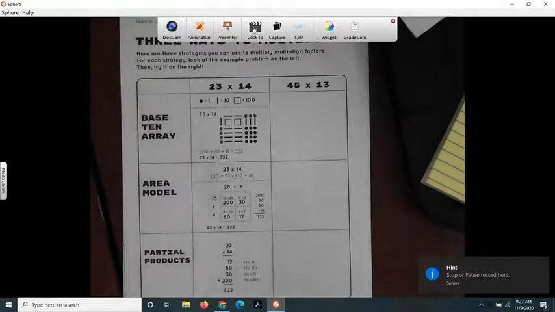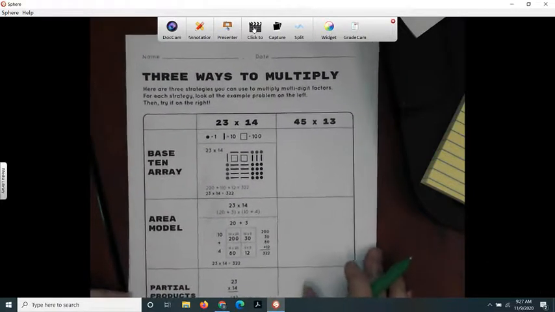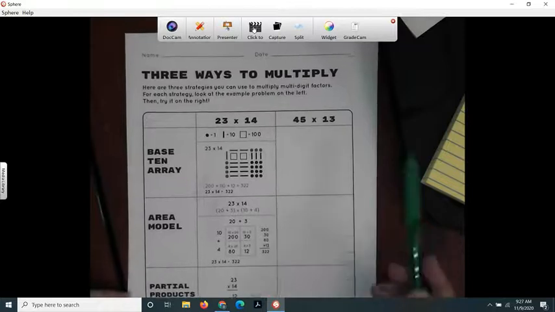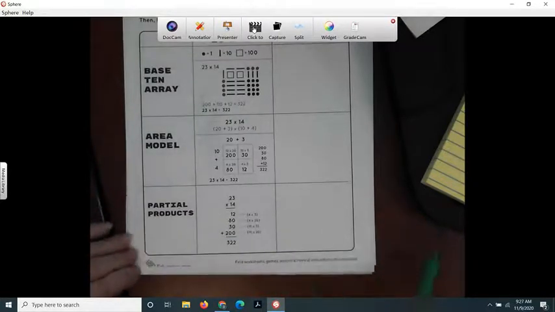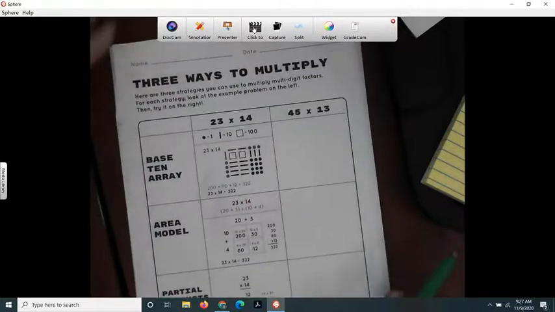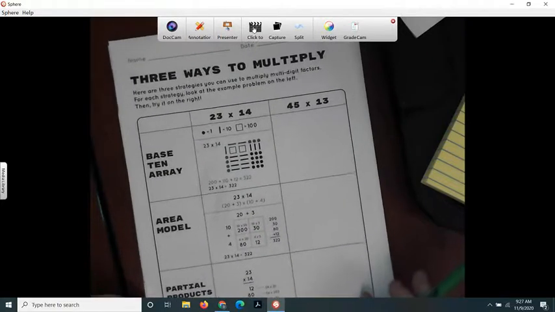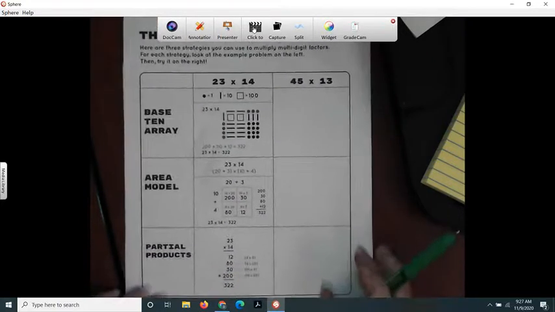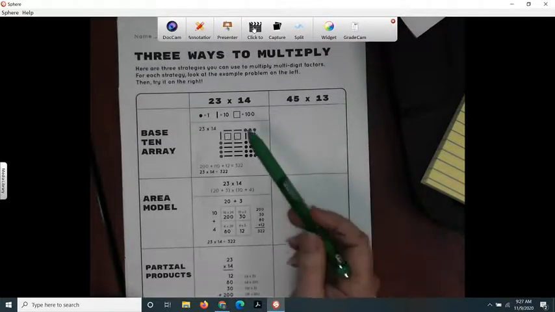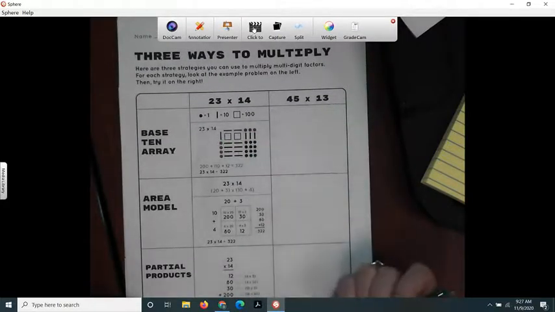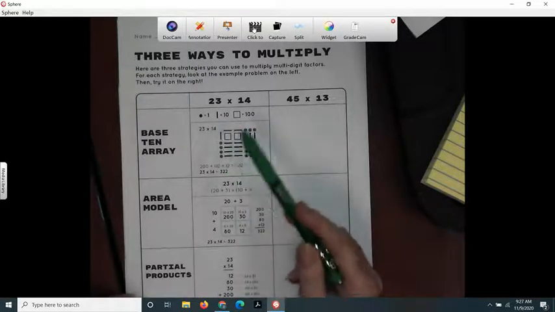Here's a little tutorial on different ways that a person could multiply. This just came from education.com, this little worksheet. And these are just strategies that may make more sense to a student than our traditional algorithm that we use. So the first one is the base 10 array. If you've been working with the base 10 blocks a lot, maybe this makes more sense to kids.